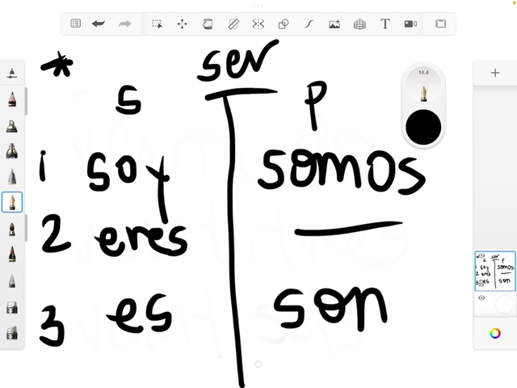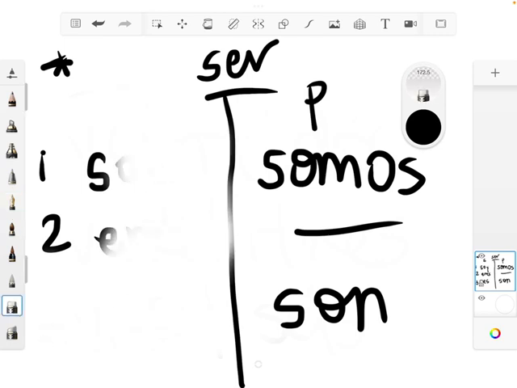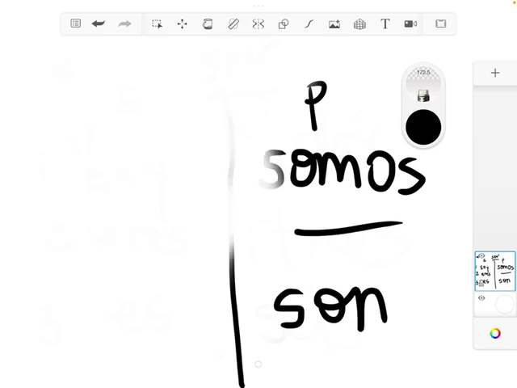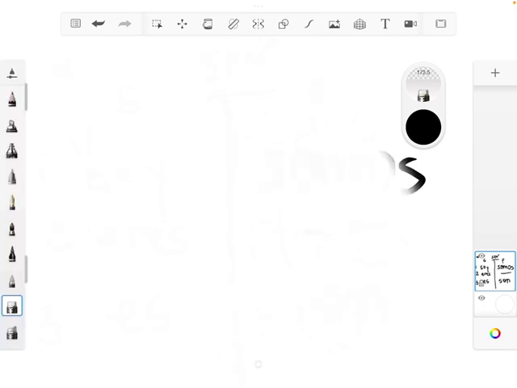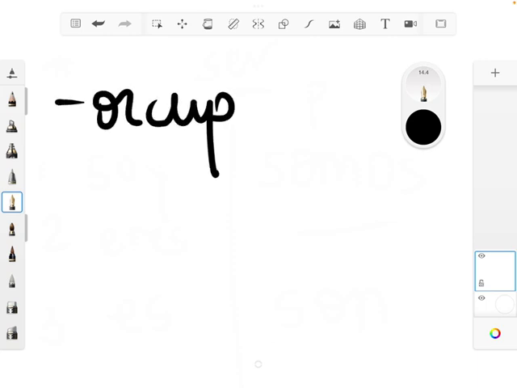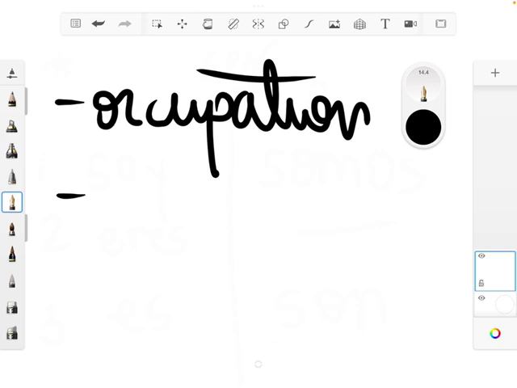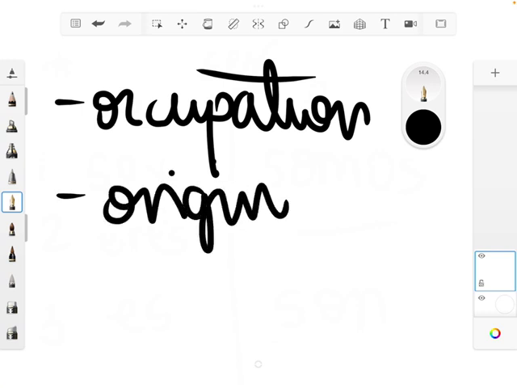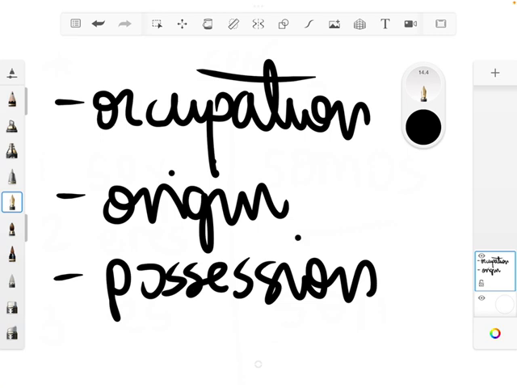So, let's see. To express origin. So, occupation, origin, and then we're going to use possession as well. Okay, so we talked about occupation, and origin.